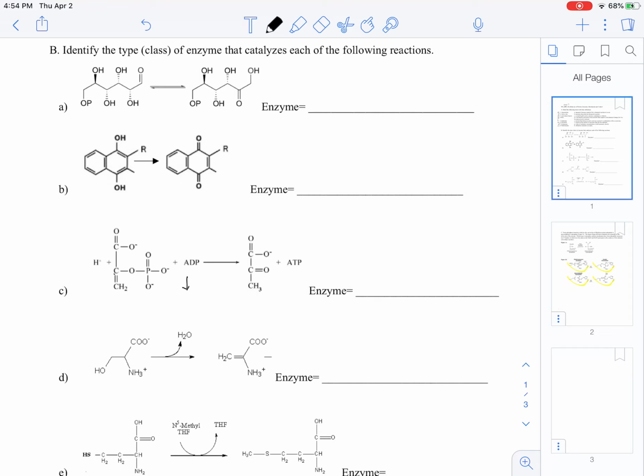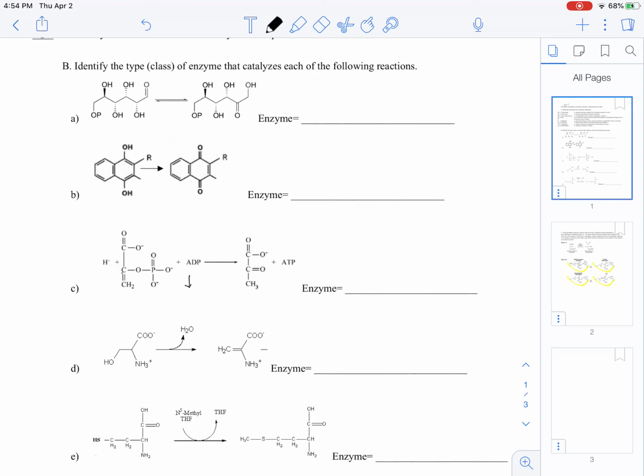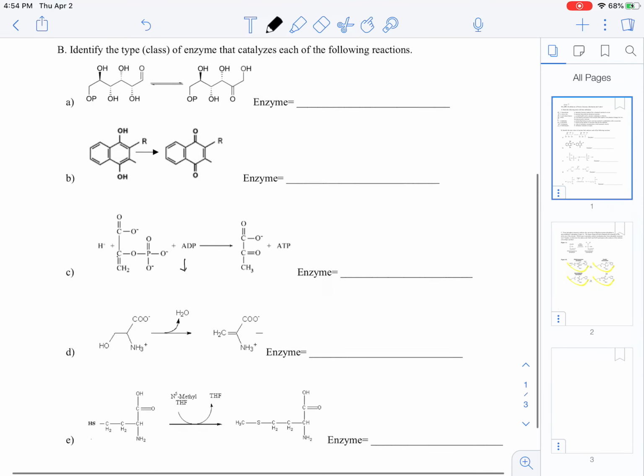On part B in this worksheet, you have to classify the following reactions. I'm just going to zoom in a little bit so we can see all the different enzymes and reactions. When it comes to this, remember that there are 6 types of enzymes that you have to be familiar with. For the exam, I'll be giving you one or more substrates and the product corresponding to the change that the substrate is undergoing, and that's how you determine the class of enzyme that accomplished that reaction.